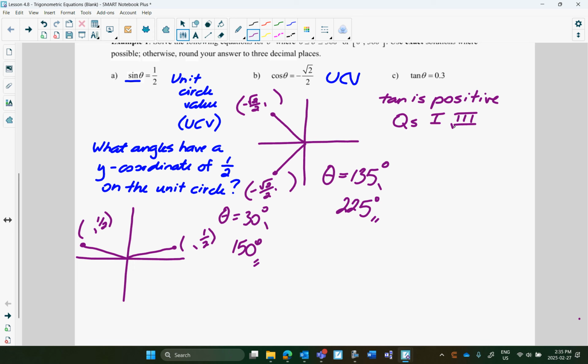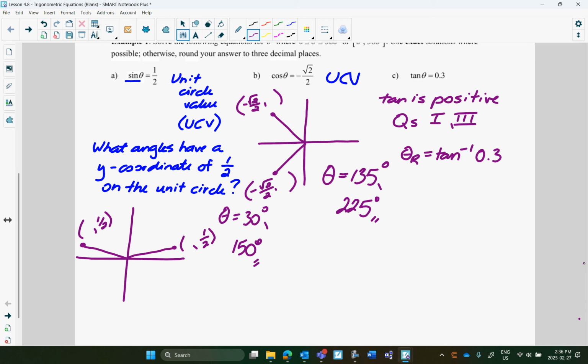I know that means one of my answers is going to be between 0 and 90. One of my answers is going to be between 180 and 270. The question is, I don't know exactly what it is yet. To find exactly what it is, I need to find the reference angle. And how do you find the reference angle? It's just the tan inverse of this value, but always positive. This is already positive, so I don't have to worry about it. So you're going to find the tan inverse of 0.3. Okay, and that's going to give you the reference angle.